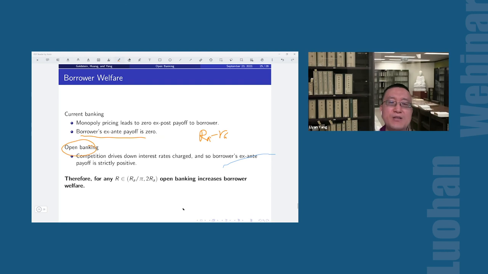Under open banking, we find the result is totally changed, very striking. Under open banking, the borrower has the data transferred to both banks, and now the competition becomes very, very strong, and they will drive down the interest rate charged. So they will make the borrower's ex-ante payoff strictly positive, and each bank's payoff will become the reservation value. Bank two's payoff does not change. Bank one's payoff will decrease. Borrower's payoff will increase. Overall welfare will become lower. So that's what's happening to the distribution of welfare and the overall welfare.